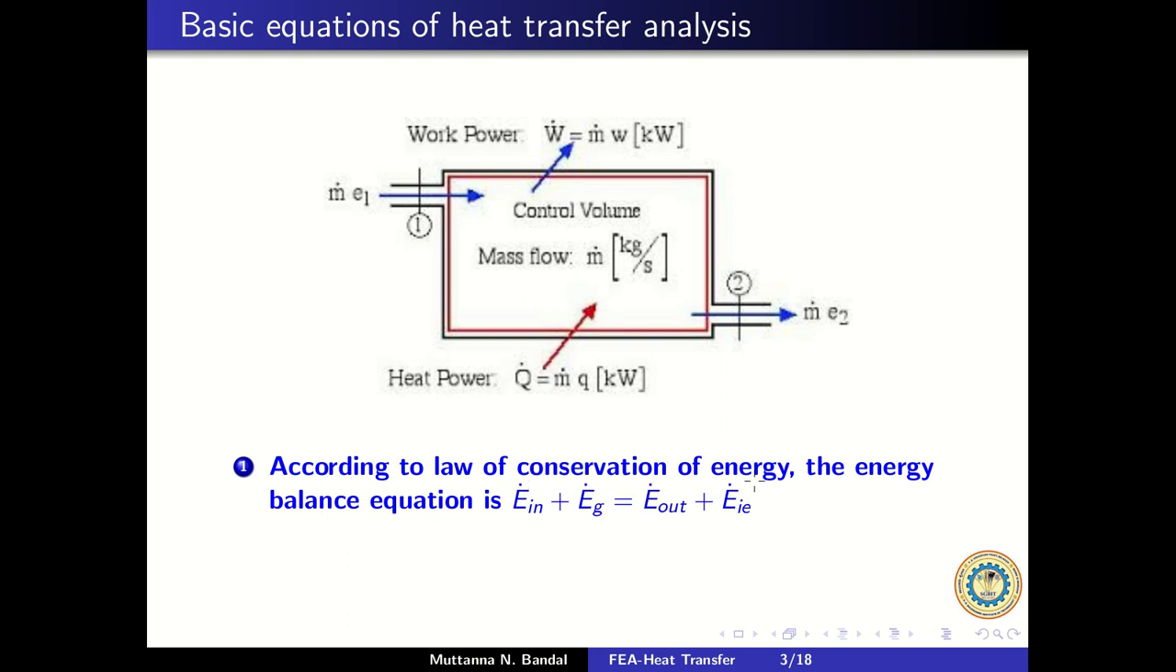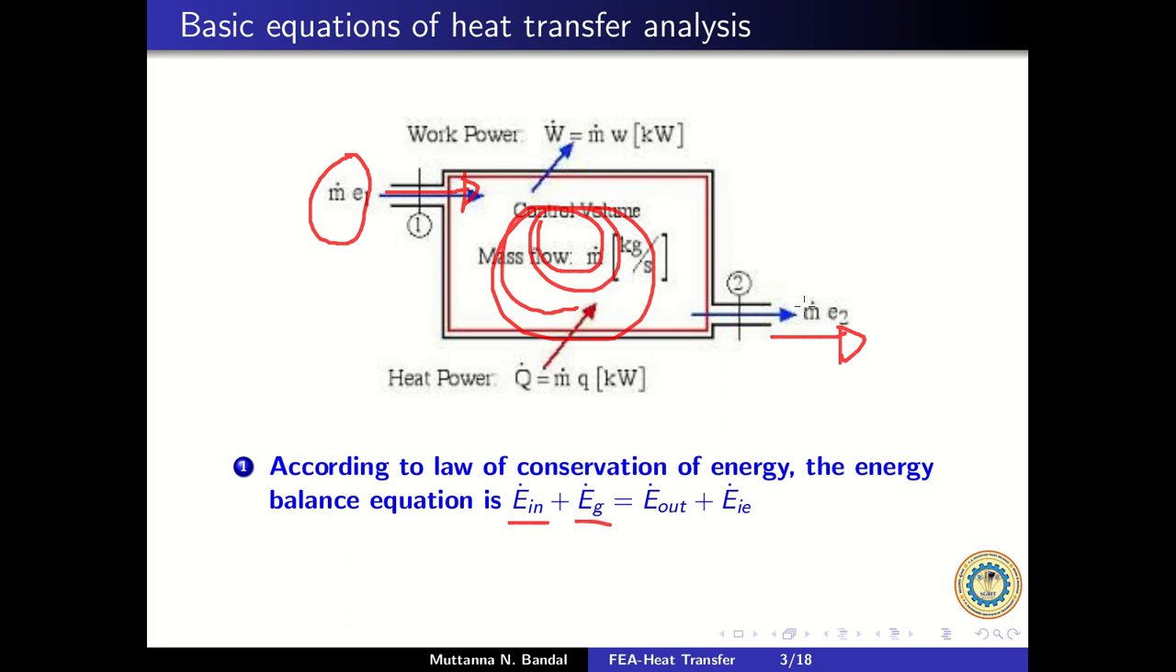The dot indicates the rate of energy, and this E_in is the heat energy input to the system, and E_g is the energy generated. When we add heat to the system, there will be some reactions happening within the system, and because of that, energy is generated within the system. So E_g is the energy generated within the system, and E_out is the energy out.